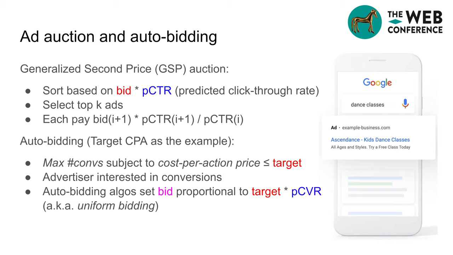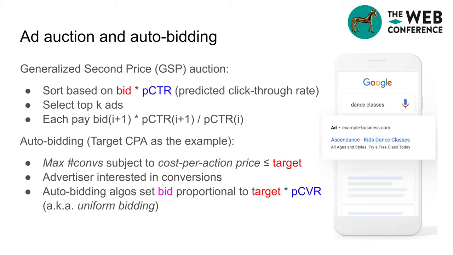The auction basically runs as follows. First, sort the candidates based on their bid multiplied by the predicted click-through rate. Then, depending on the number of slots for ads, select the top K ads to be shown to the user. Finally, for each ad, say the i-th ad, if it is clicked, it will need to pay the runner-up score: the bid of the (i+1)-th candidate times the PCTR of the (i+1)-th candidate, divided by the PCTR of the i-th candidate.